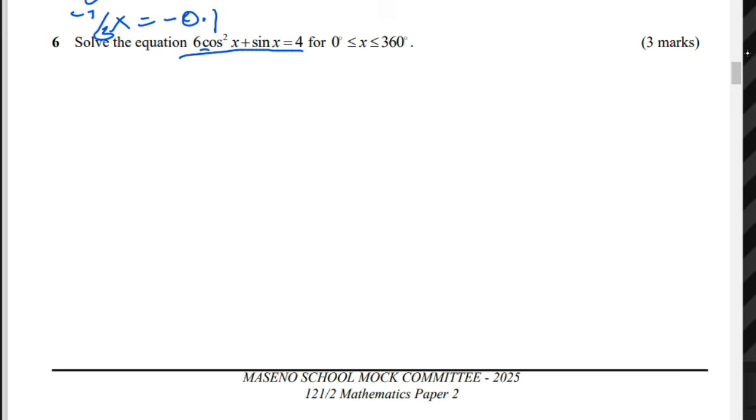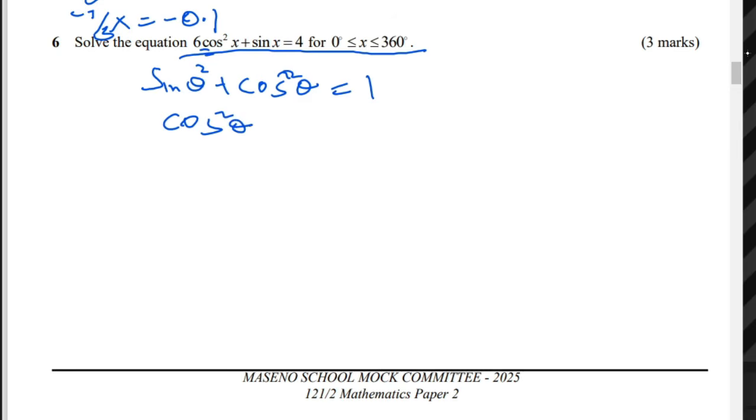Solve this. So remember the rule that said sine squared theta plus cos squared theta is equal to 1. It means that cos squared theta is the same as 1 minus sine squared theta. That is a concept you need to use because of this sine. You need to convert this sine squared theta x into this. So you replace this with x.